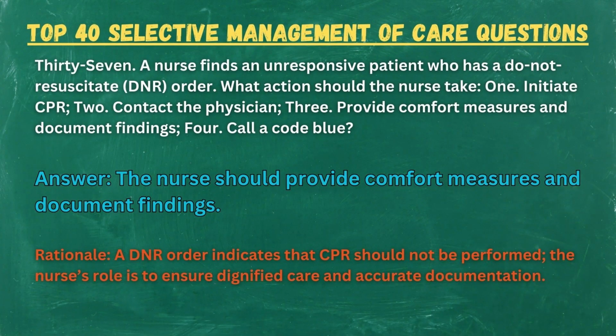37. A nurse finds an unresponsive patient who has a do not resuscitate (DNR) order. What action should the nurse take? 1. Initiate CPR. 2. Contact the physician. 3. Provide comfort measures and document findings. 4. Call a code blue? Answer: the nurse should provide comfort measures and document findings. Rationale: a DNR order indicates that CPR should not be performed. The nurse's role is to ensure dignified care and accurate documentation.